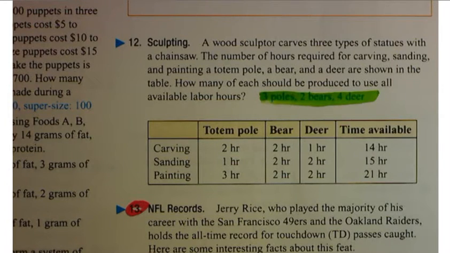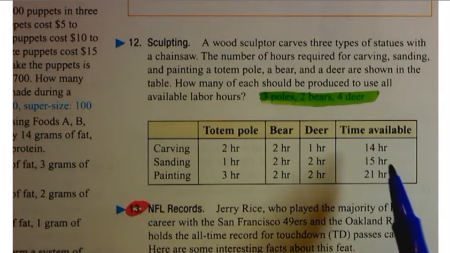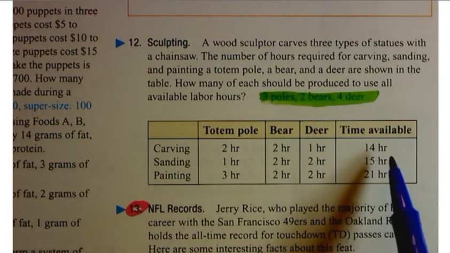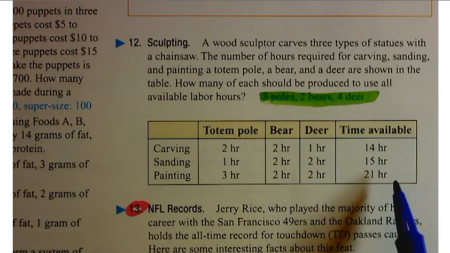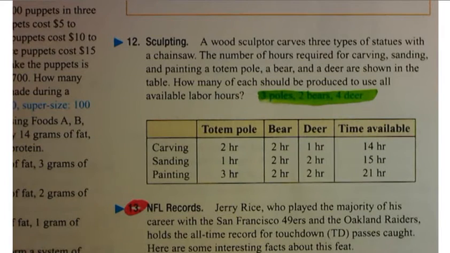This one's a little bit different than our previous one. It's different in the sense that we're going to be going a little bit of a different direction in terms of coming up with our equations. What they're telling us is the time available for carving. Now that time is going to be used up carving totem poles, bears, and deer.